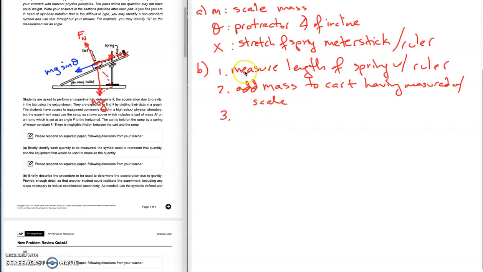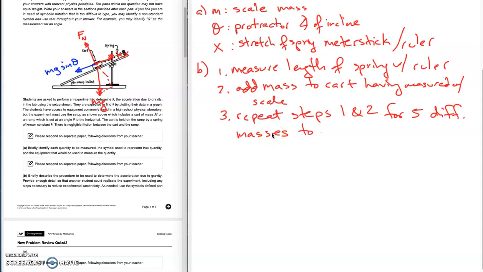All right, so you measure the length with a ruler, you add the mass to the cart, repeat steps 1 and 2 for 5 different masses to minimize error. For, we're going to keep the angle constant.